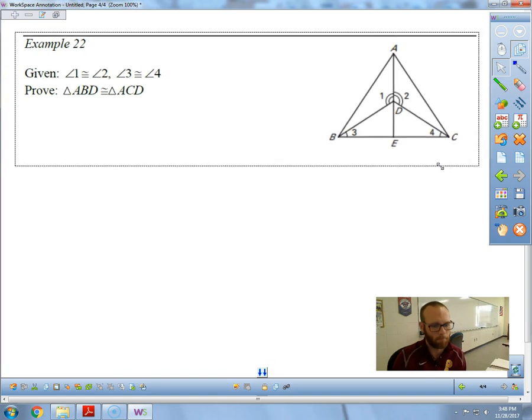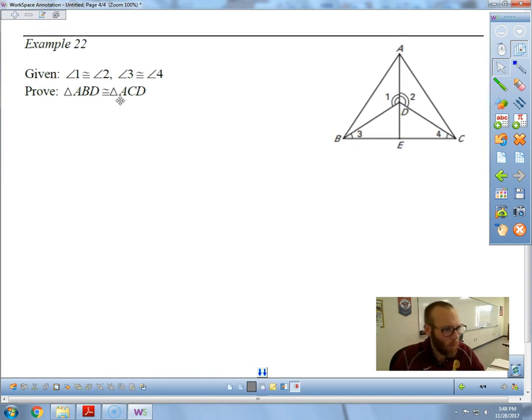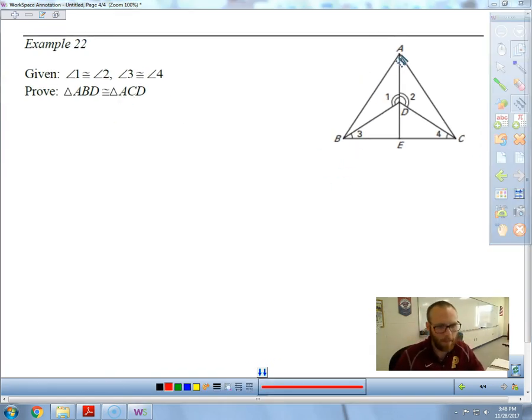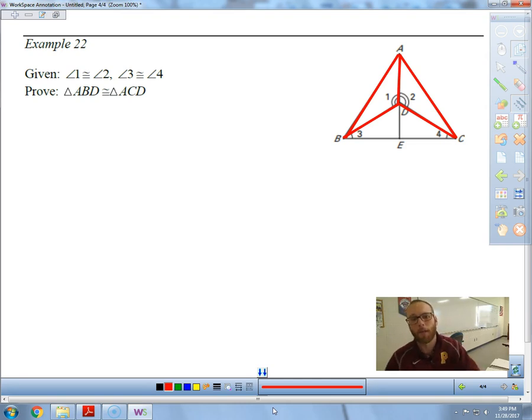All right. We want to prove triangle ABD is congruent to triangle ACD. Now you might be thinking, what does this have to do? We already practiced this. We already know how to prove triangles are congruent. I thought we were proving triangles are congruent to prove something else.